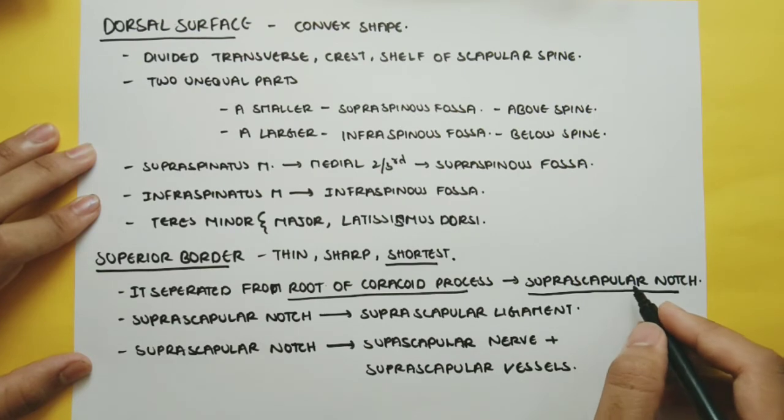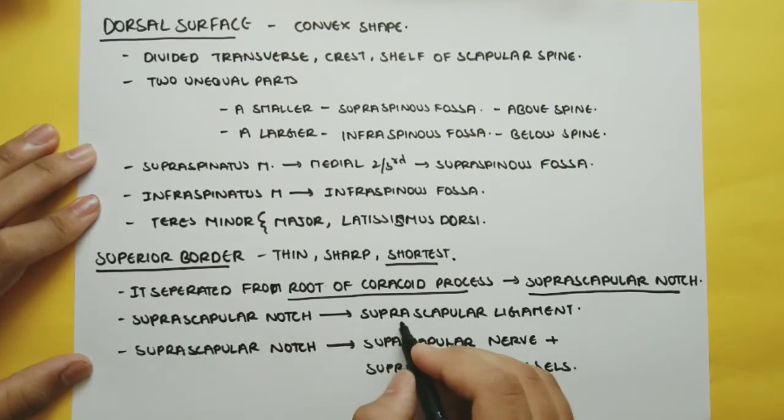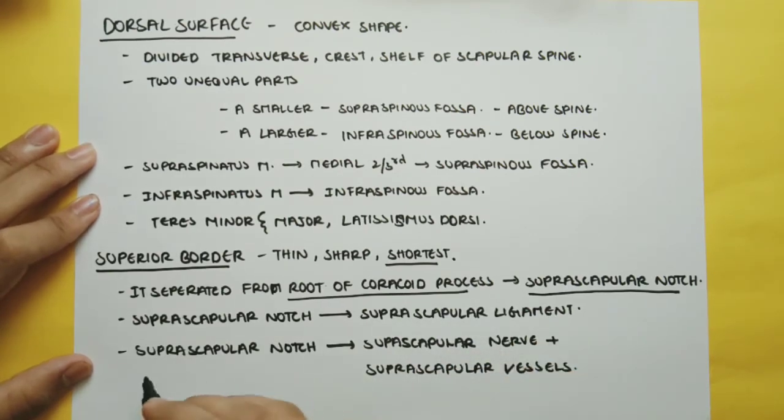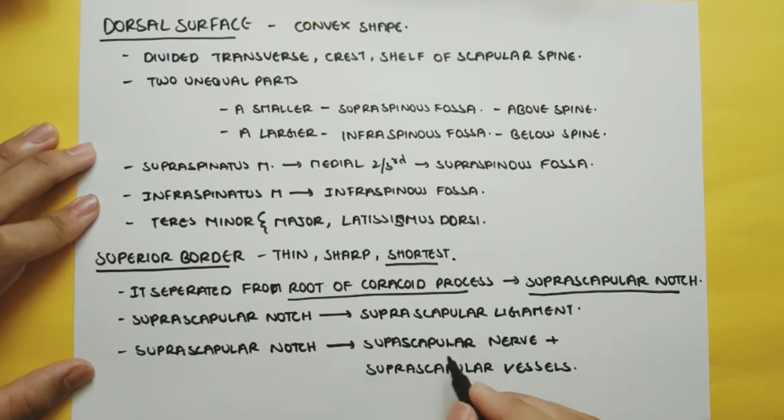The suprascapular notch has the suprascapular ligament. The suprascapular nerve passes below the suprascapular ligament, and the suprascapular blood vessels, that is the suprascapular vein and the suprascapular artery, pass above the suprascapular ligament in the suprascapular notch. The suprascapular notch contains the suprascapular nerve and vessels.